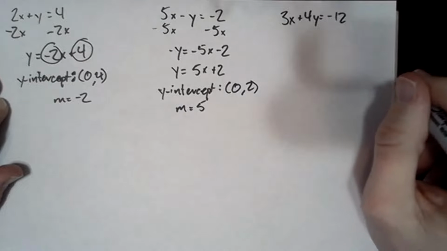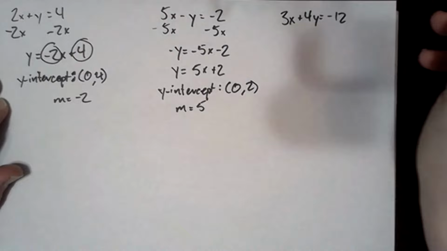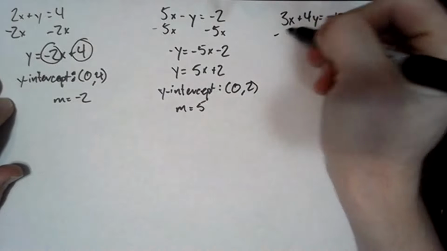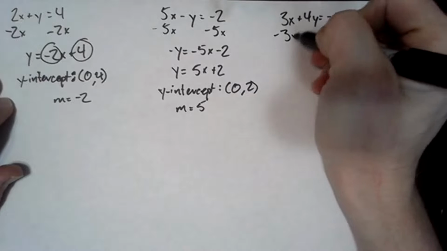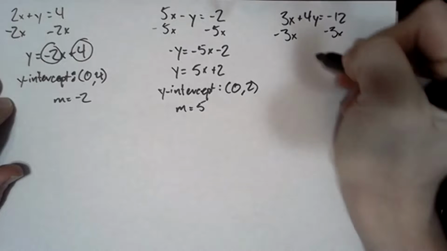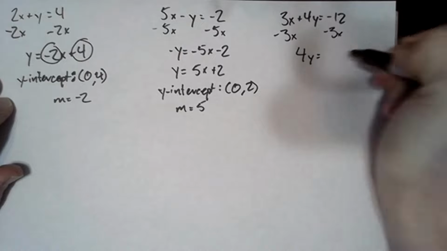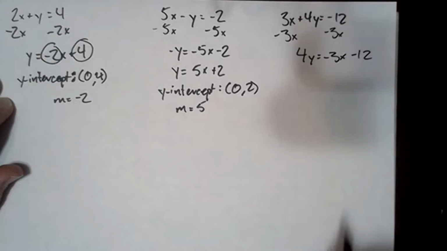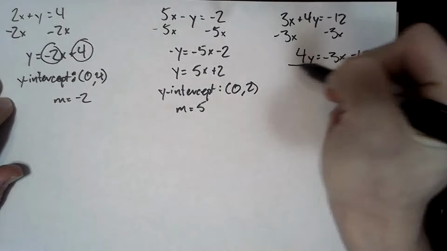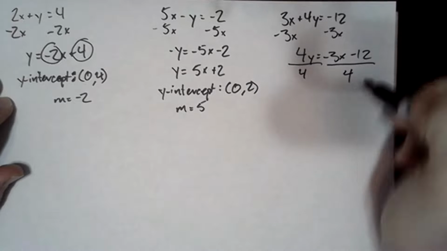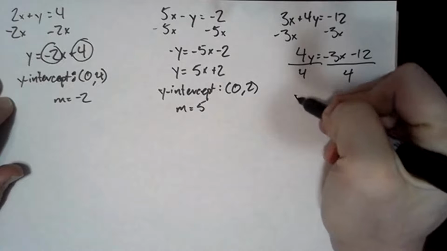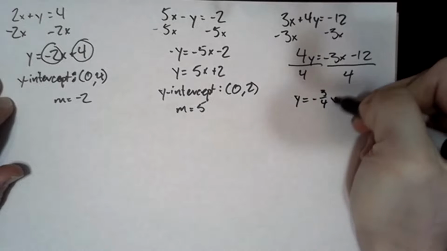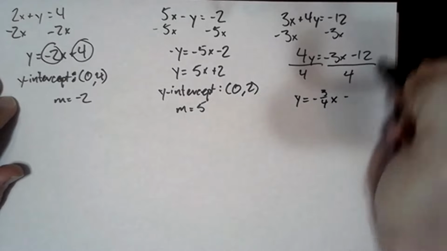Finally, we have our equation 3x plus 4y equals -12. And again, we start by subtracting 3x from both sides, which gives us 4y equals -3x minus 12. And then we need to divide everything by 4. That's going to give us y equals -3/4 x minus 3.